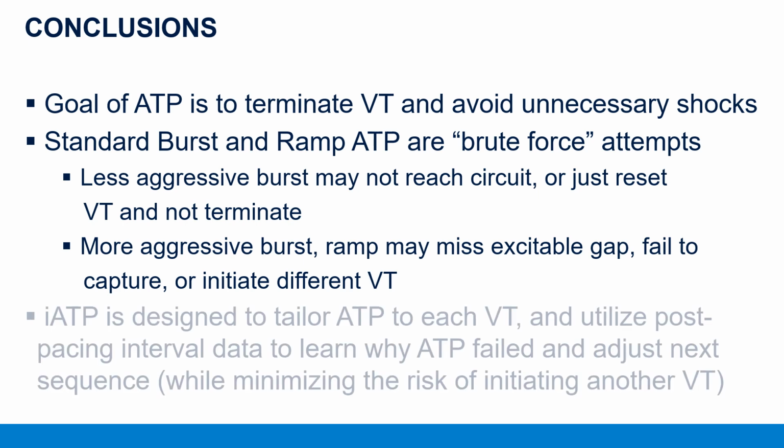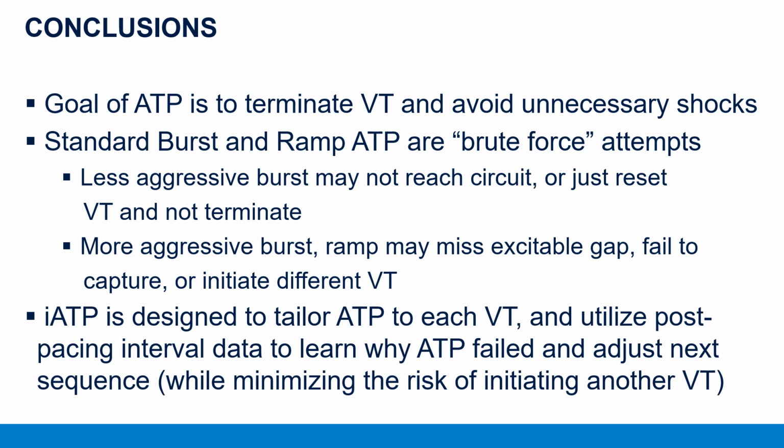And in addition, if you deliver too many pulses or pace too quickly, you could initiate a different VT. The purpose of IATP is to try to deliver just the right number of S1 stimuli and deliver an S2 at exactly the right moment, so the ATP scheme acts like a very precise sniper to deliver one pulse at the right time to terminate VT, thereby reducing the chance of accelerating into another VT because you don't deliver too many pulses or pulses that are too fast, and you learn why you failed in the last ATP scheme to improve the next time.